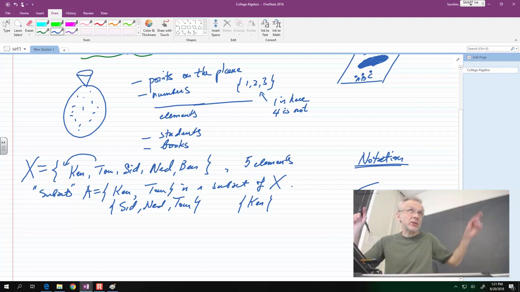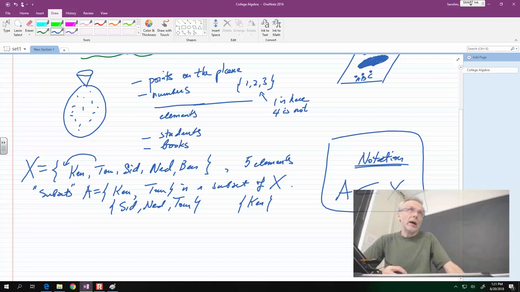A subset of X. Okay, so the symbol is like a letter U on the side, and it should probably remind you of, say, the inequality sign, so 2 less than 3. Okay, so in a sense, the set X is bigger than the set A. Okay, so it contains it, and in that sense, that's the similarity. That's the idea.